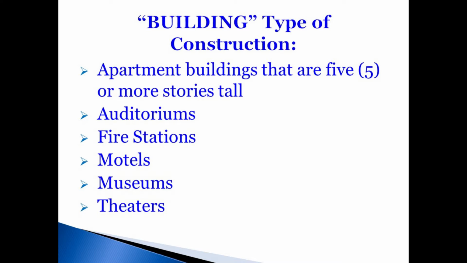Next, there are 4 different types of construction. The CDBG project determines the type of construction, and in turn, the type of construction determines what wage decision is to be used. The first type of construction is building construction.